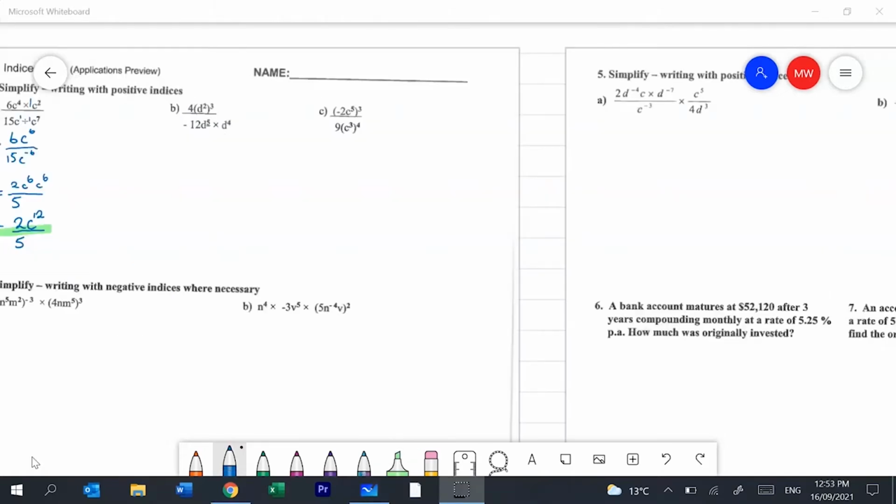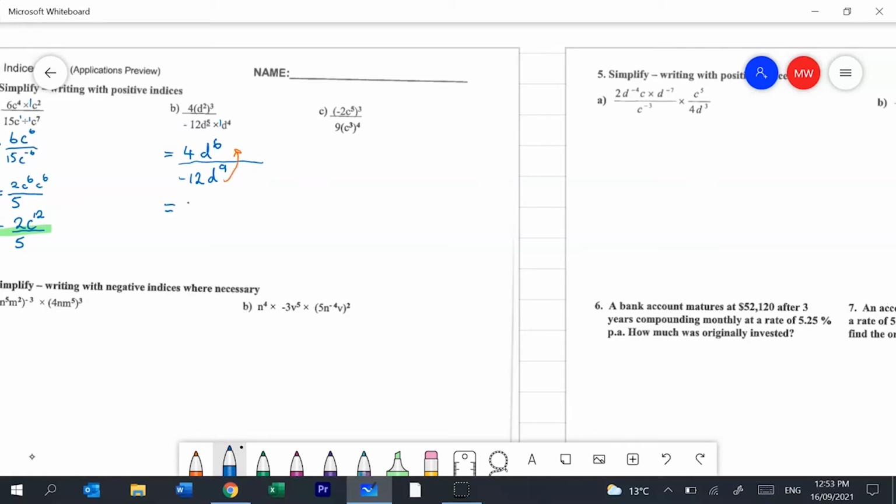Question B, let's tidy up those brackets first. So I've got 4 at the top there, and then because I've got brackets, I multiply my indices. So I've got d to the 2 times 3, which is 6. Down the bottom, I've got minus 12 times 1, so I've got minus 12. And then I've got d to the 5 plus 4, which is 9. And then I like to bring my indices up just so that it's nice and clear what's happening at the top there. There is another way to do it, but let's do that.